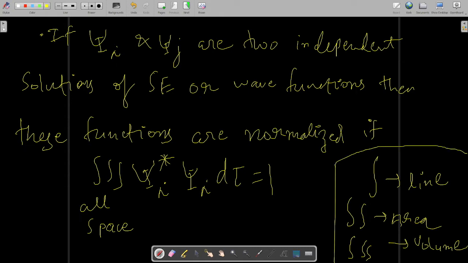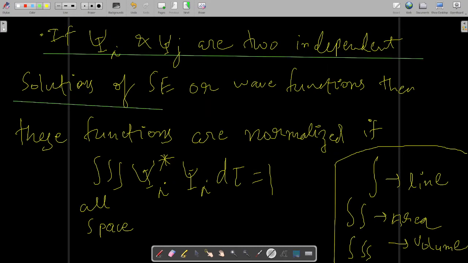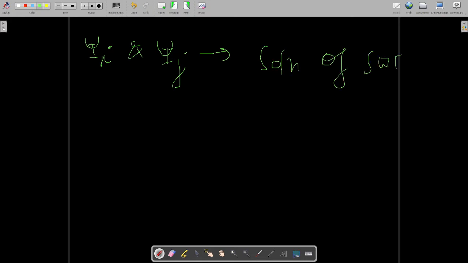Okay, so psi i and psi j are two independent solutions of the Schrodinger equation, right? And what is the meaning of these independent solutions? Some students don't get this. Okay, so if psi i and psi j are two independent solutions of the Schrodinger equation, what is the meaning of this? I already told you in the previous class that it is given to us that psi i and psi j are the solutions, right? It is given to us that these are solutions of the Schrodinger wave equation. This is given to us.